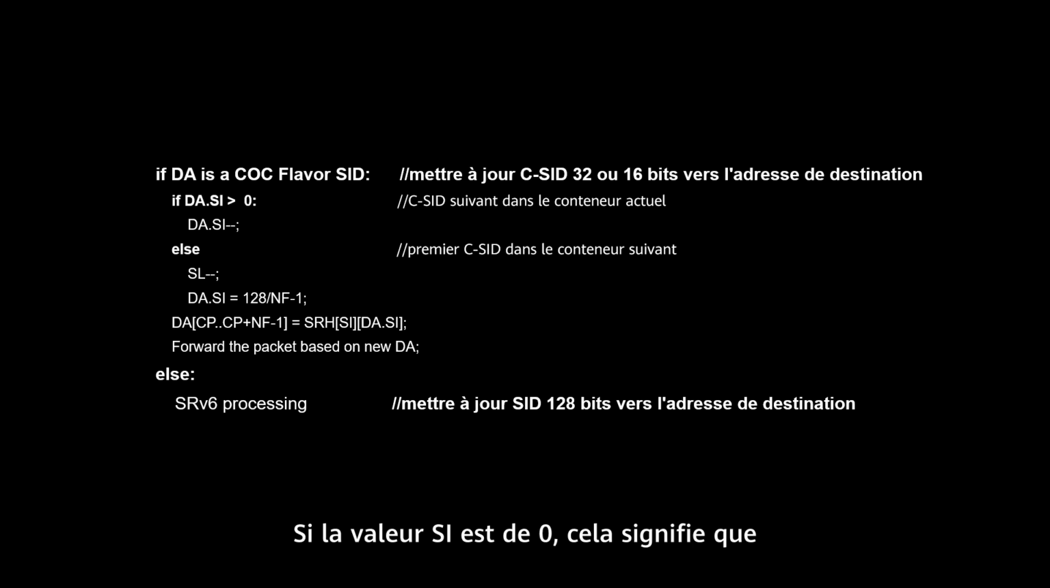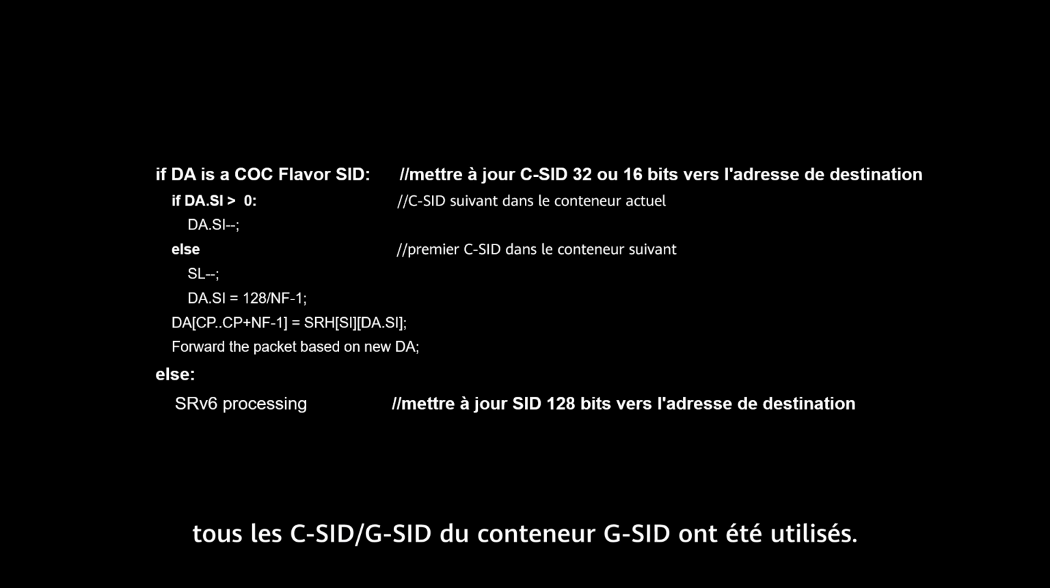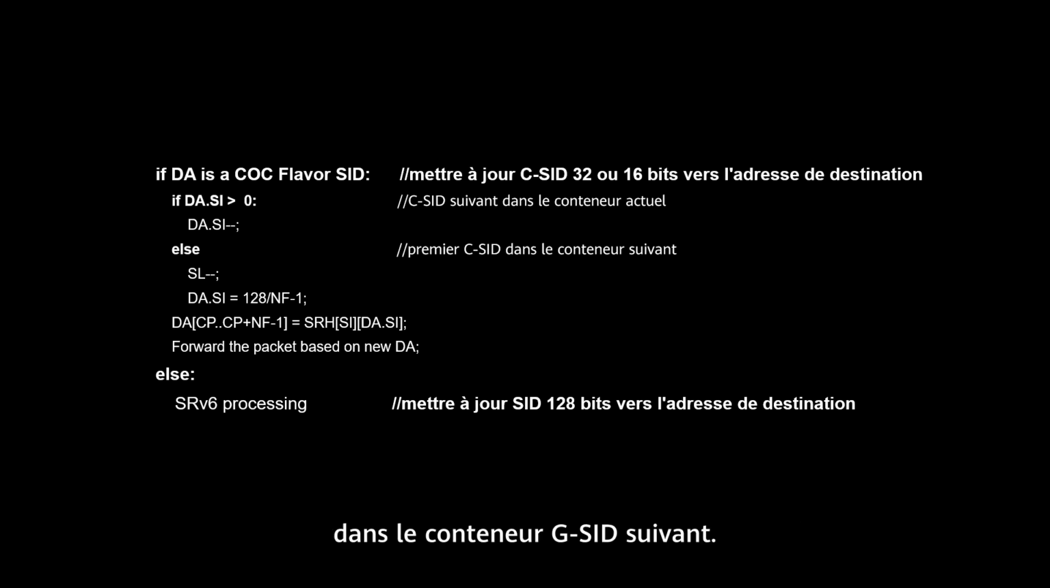If the SI value is 0, it means that all C-SIDs in the G-SID container have been used. So we need to get the next C-SID in the next G-SID container. In this case, the SL is decremented by 1 to point to the next G-SID container. In addition, the SI field is set to 3 or 7 according to the length of the C-SID, so that we can find the first C-SID in the next G-SID container.